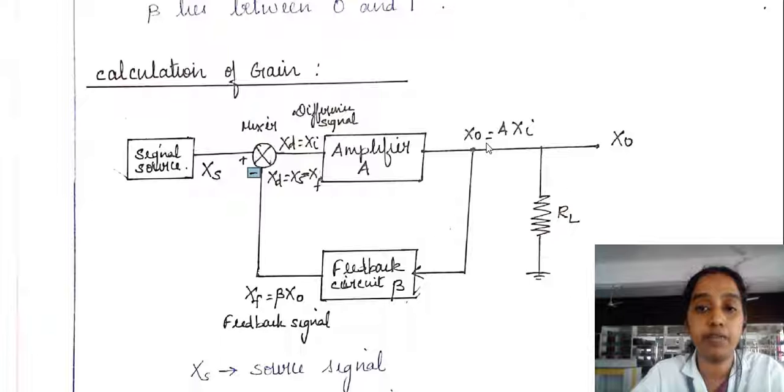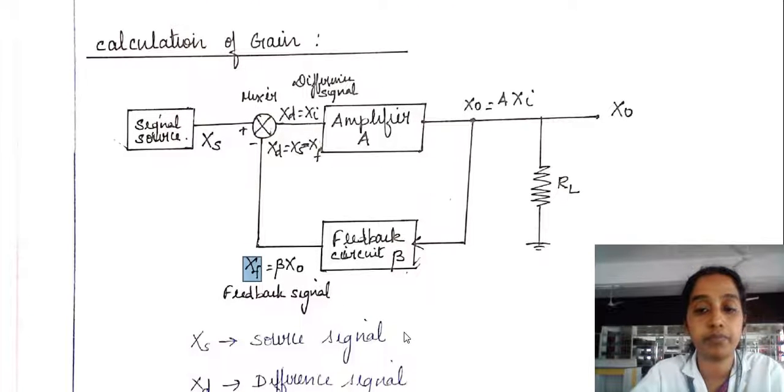Output of the amplifier, let me consider it as X naught, is A into Xi. What is A? A is the gain, output by input, X naught by Xi. So part of the output X naught is given as the feedback. Here the feedback ratio beta is given as output to input. What is the output of this feedback? It is Xf. What is the input for this feedback? X naught. So Xf is equal to beta into X naught.